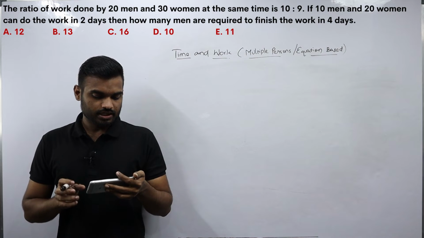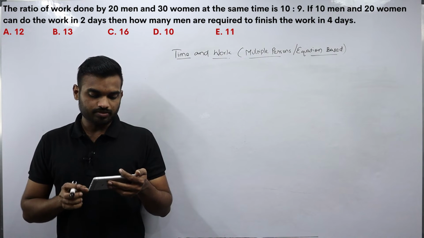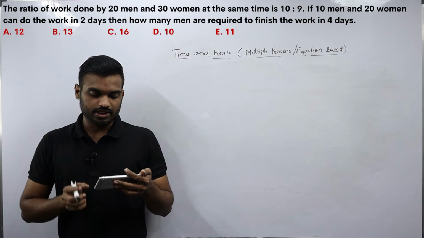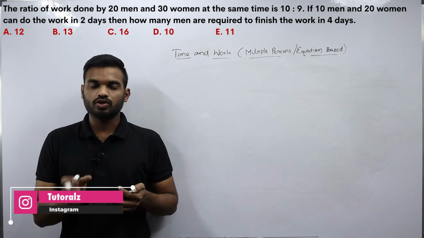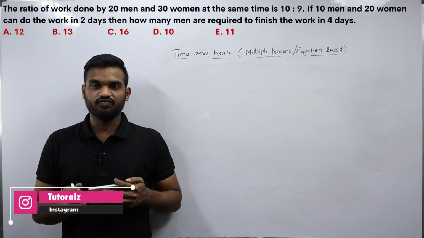They are saying that the ratio of work done by 20 men and 30 women at the same time is 10:9. If 10 men and 20 women can do the work in 2 days, then how many men are required to finish the work in 4 days? So we need to find out how many men are required to complete the whole work in 4 days.